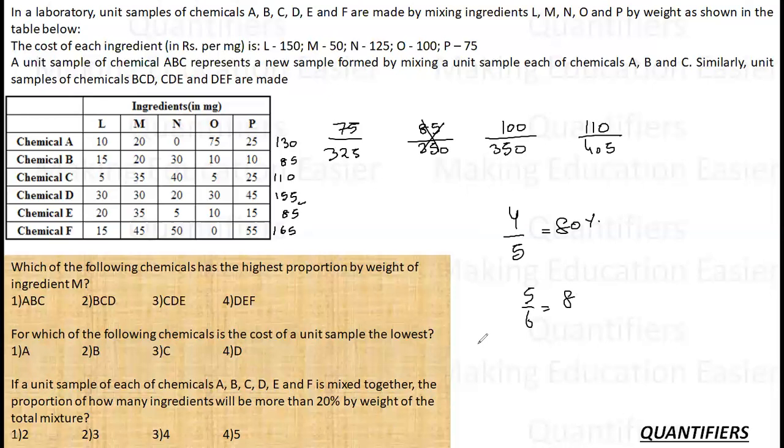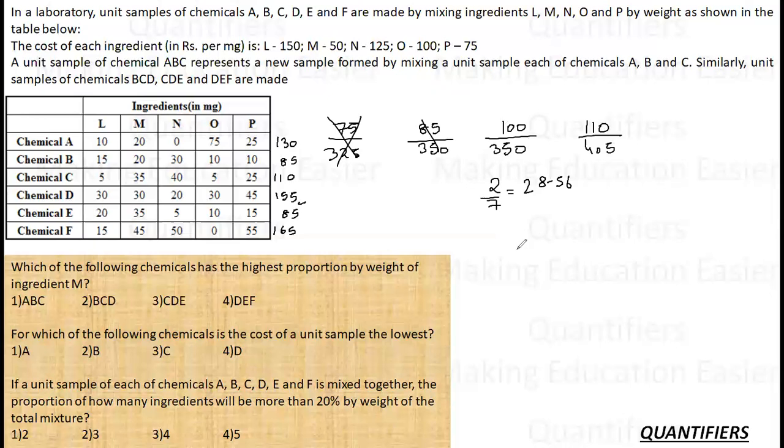So on this basis, I can actually exclude option 1 and option 2 in a few seconds. Now I'm left with these two. So this is 10 by 35, or I can say 2 by 7. And that is somewhere around, 1 by 7 is 14.28, so 28.56.